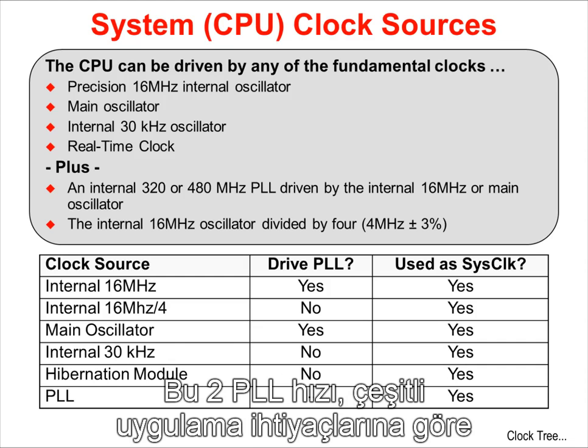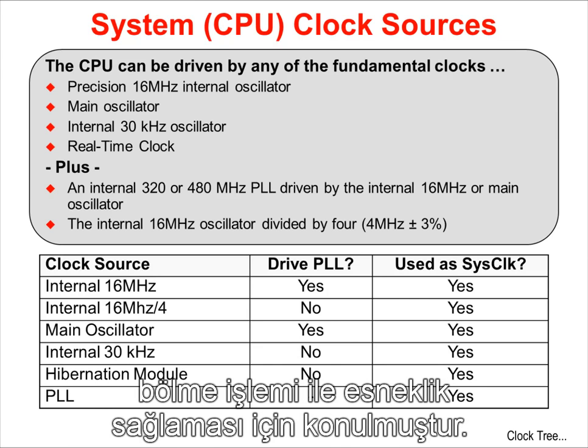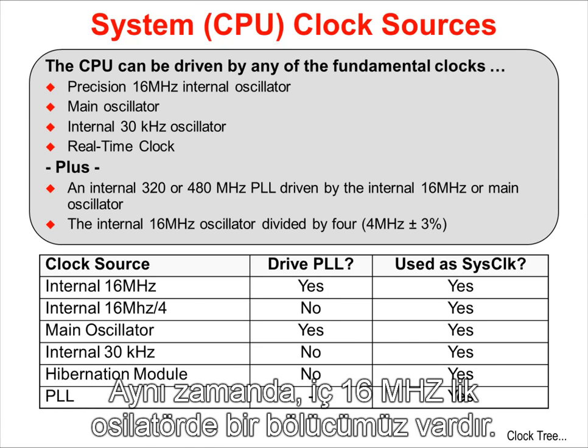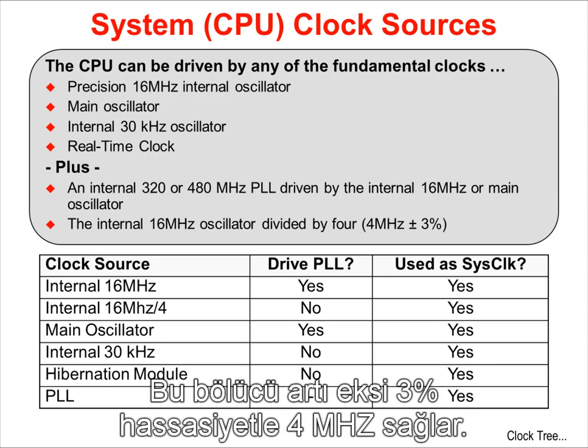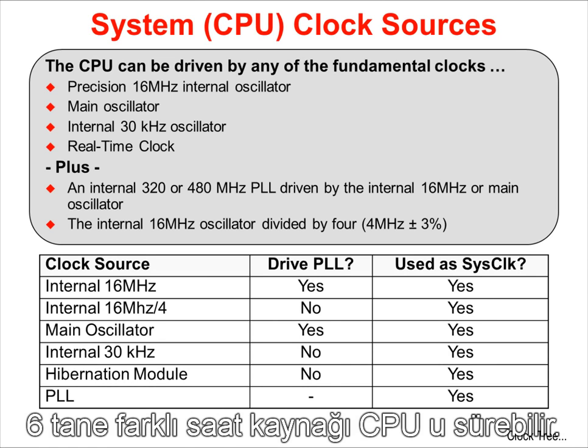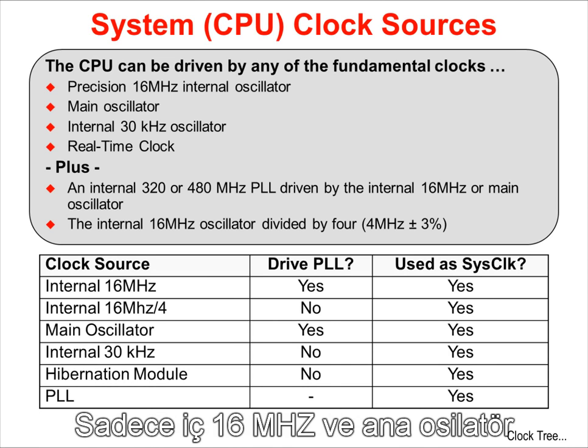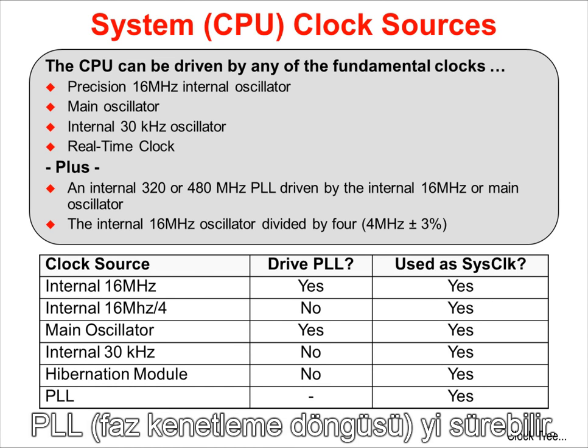These 2 PLL speeds are provided so that the integer division is possible for a wide variety of application needs. We also have a divider on the internal 16 MHz oscillator that provides 4 MHz plus or minus 3%. You have 6 different clock sources that can drive the CPU. Only the internal 16 MHz and main oscillators can drive the PLL.